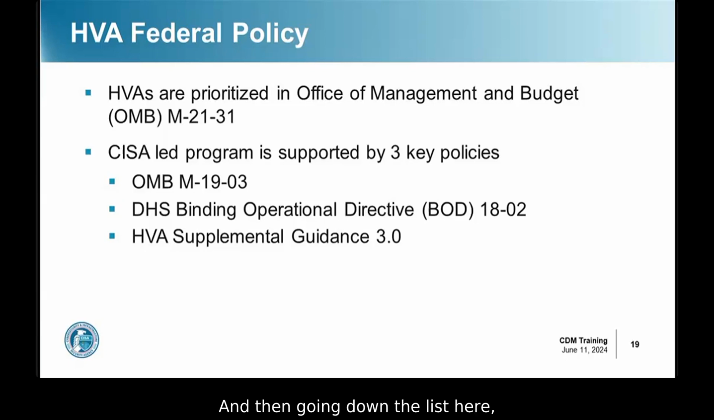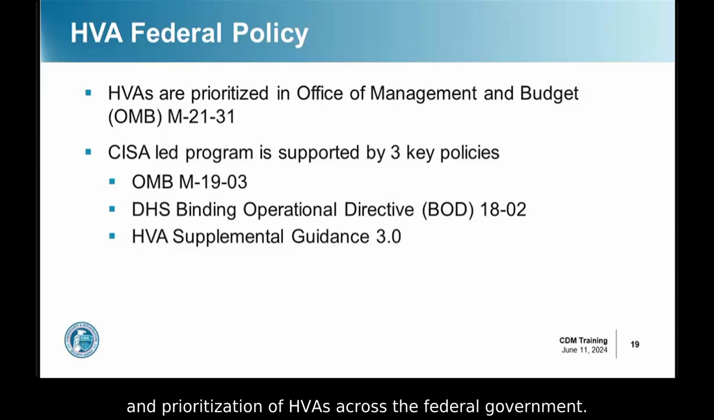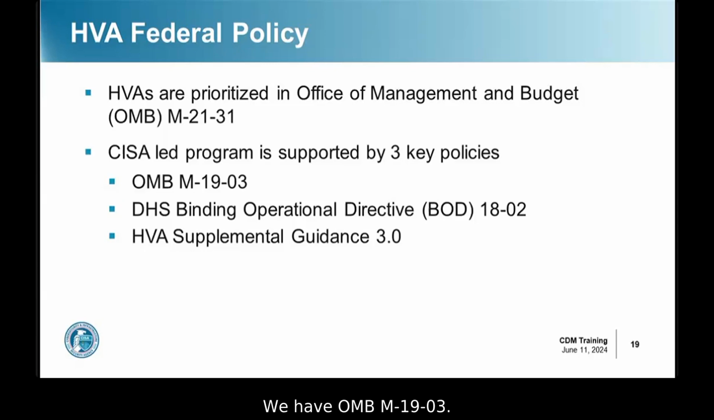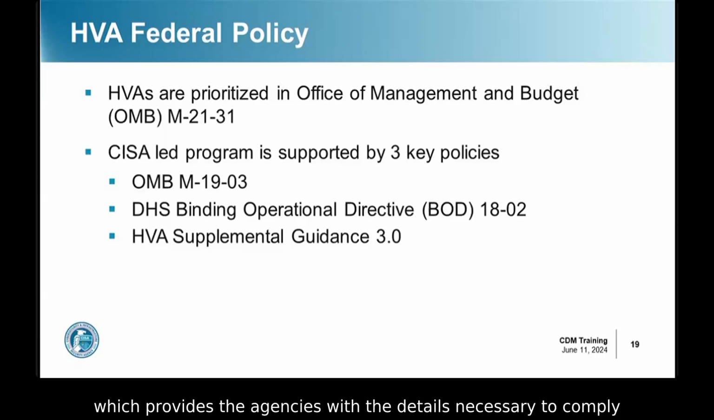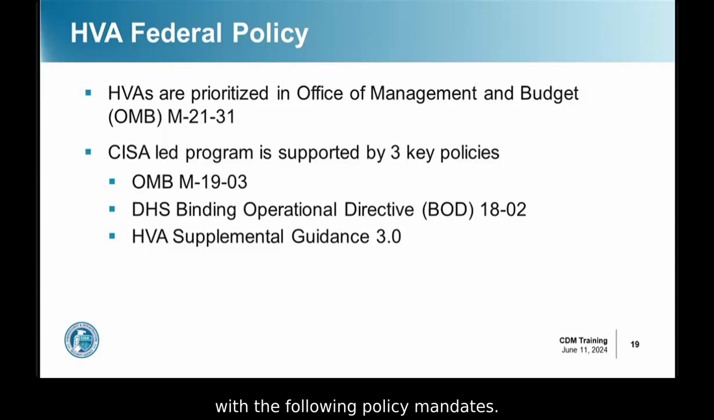And then going down the list here, we have Binding Operational Directive, or BOD 18-02, and that mandates the execution of the HVA program by requiring the identification and prioritization of HVAs across the federal government. We have OMB M-19-03, and this enhanced the HVA program by improving the designation of HVAs, and it defined HVA reporting, assessments, and remediation requirements. And then lastly, here we have HVA Supplemental Guidance 3.0, which provides agencies with the details necessary to comply with the following policy mandates.